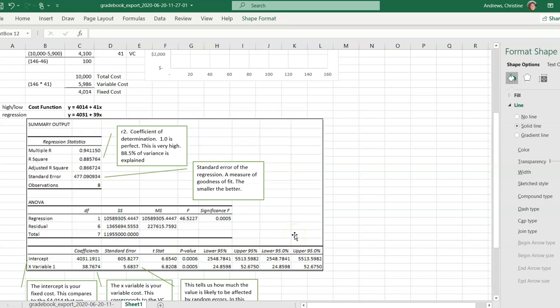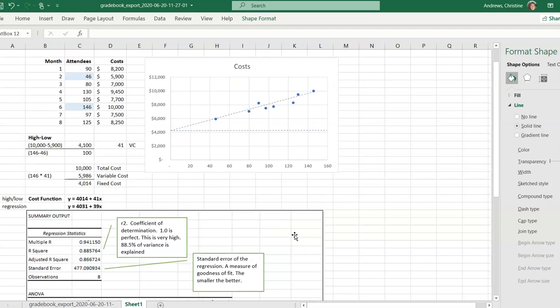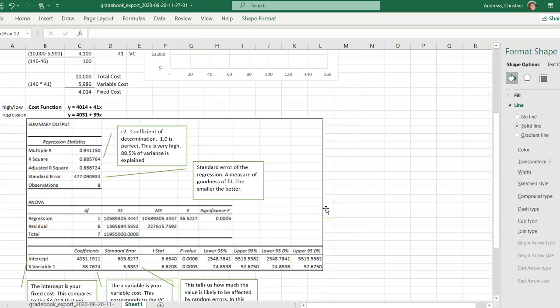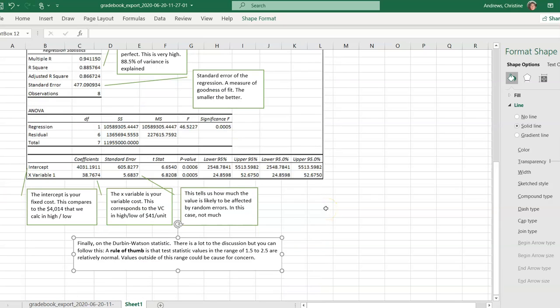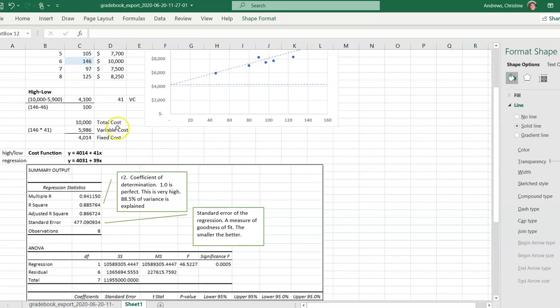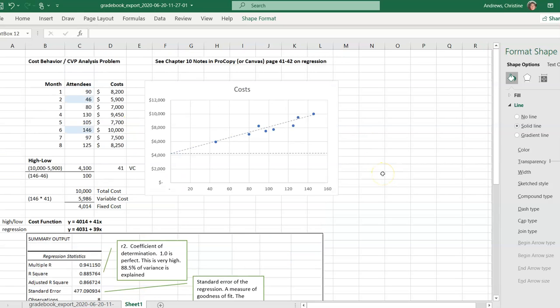What else? Independence of the residuals is the Durbin-Watson, and then constant variance of the residuals assumes a uniform scatter or dispersion of the data points around the regression line, and we have that. Based on everything we're seeing here, this is a pretty good fit for the data, and the high-low method confirms the regression. I hope this helps a little bit. It should make it clear.